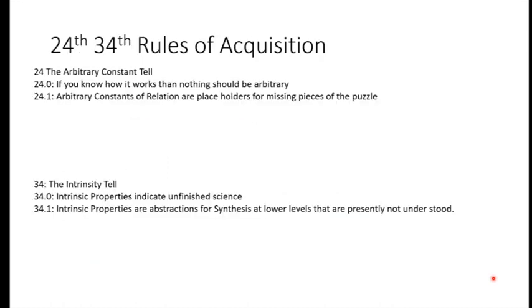Now let's review the 24th and 34th rules of scientific acquisition. The 24th rule is the arbitrary constant tell. This is actually a derivative of the 17th rule, which is the ambiguity tell. Okay, but it's 24.0. If you know how things work, then nothing should be arbitrary. And 24.1, arbitrary constants of relation are placeholders for missing pieces of the puzzle.